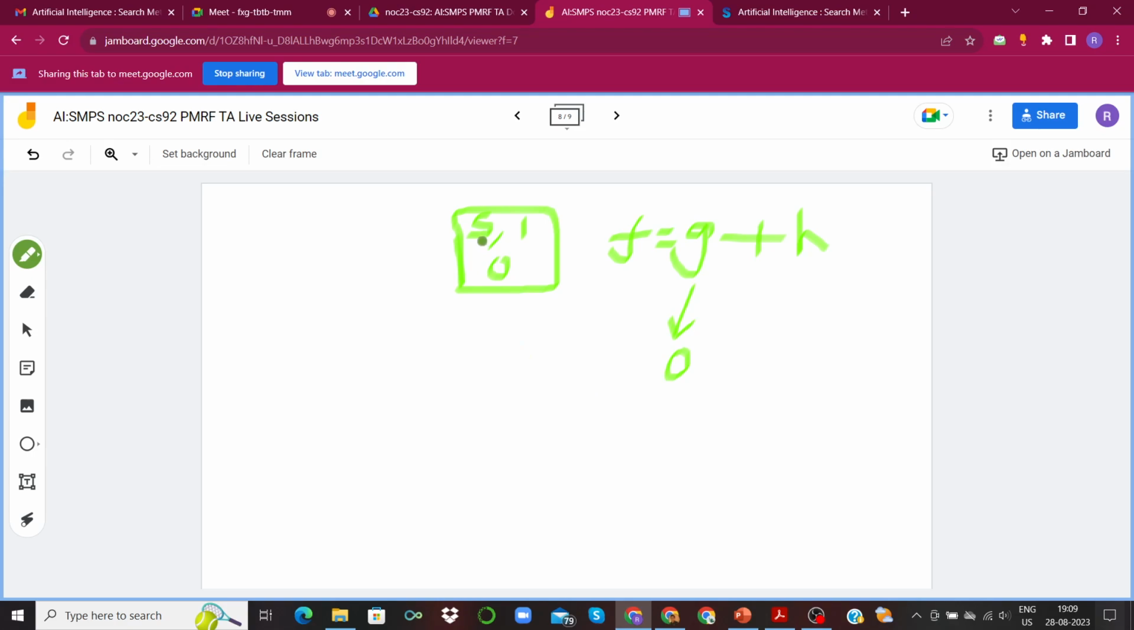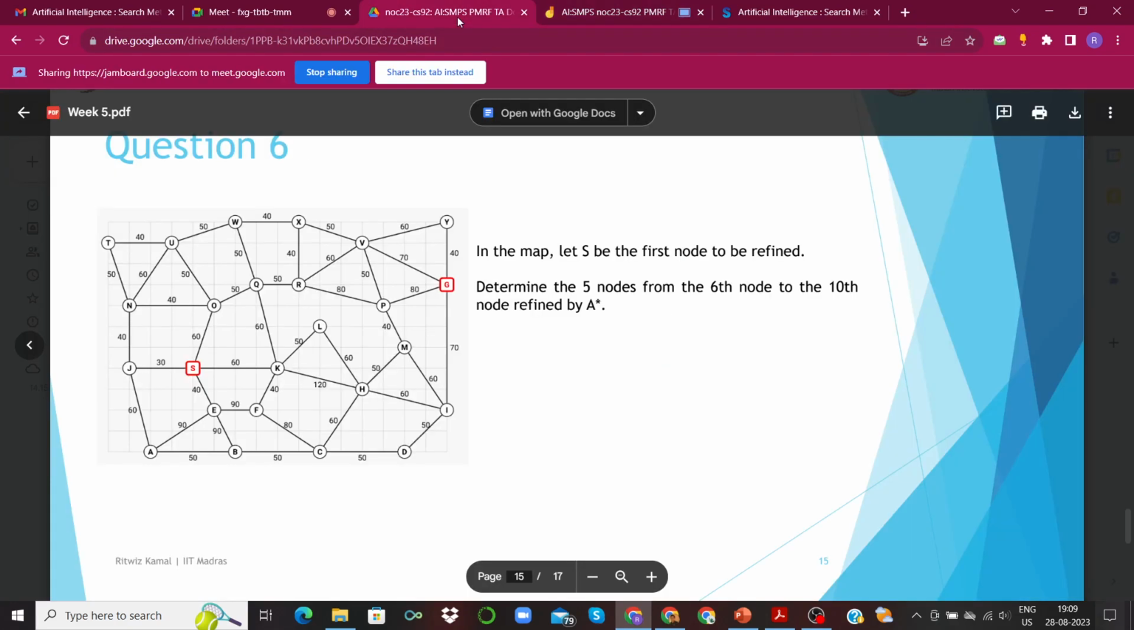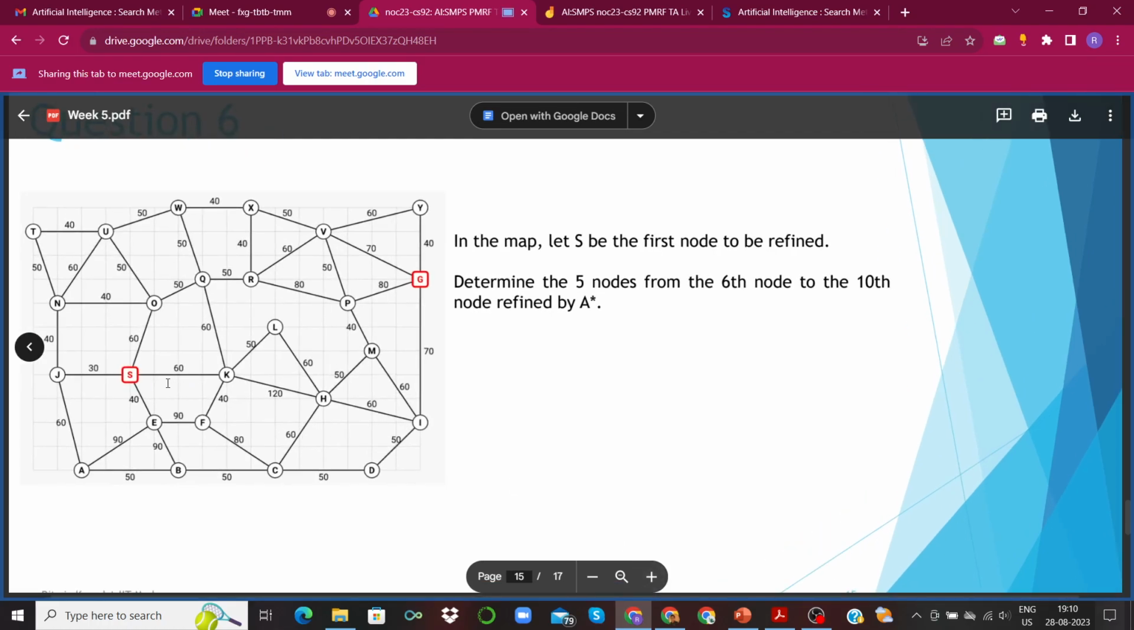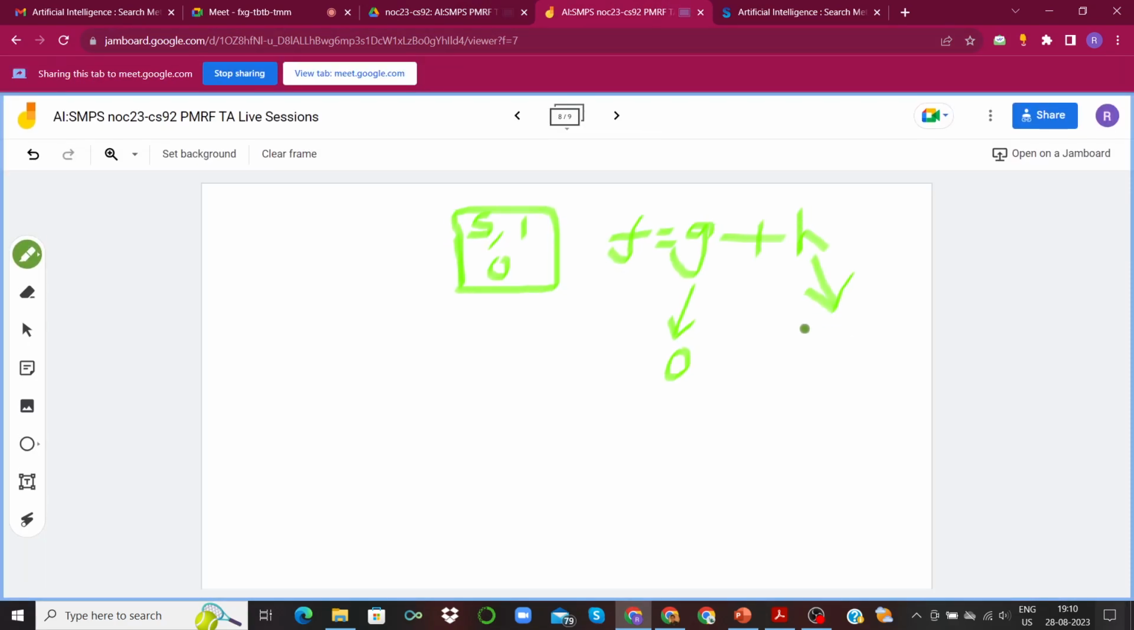The cost of going from S to itself is 0, but the estimated cost of going from S to the goal node will be decided by the Manhattan distance. For that we have to revisit our big map or big graph, and we have to calculate the Manhattan distance between S and the goal node, and that would be H. So let's say that is something like 160. I'm not sure if that is actually the case. You can verify it, but I'm just assuming. So our cost mentioned here in that case would be 160.